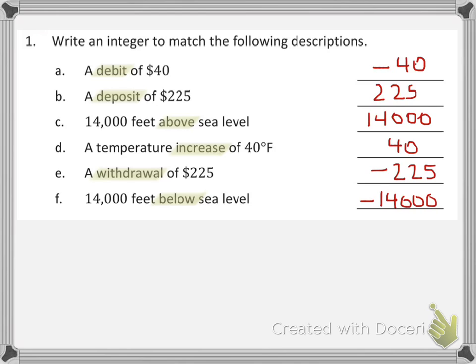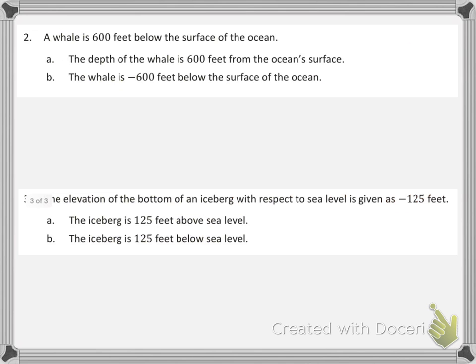And then just notice here that we have some opposites. We've got negative 40 and positive 40. We have positive 225 and negative 225. And we have a positive 14,000 and a negative 14,000. They all happen to be opposites because they're exactly the same distance from 0.